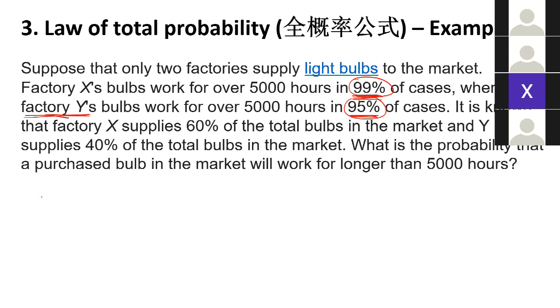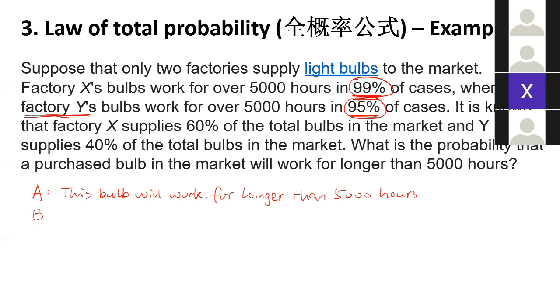Okay, so here we can use the total probability law. There are 3 events. One of the events, A, is that this bulb will work for longer than 5,000 hours, right? We want to calculate the probability of this event. So this event is the most important one, right?